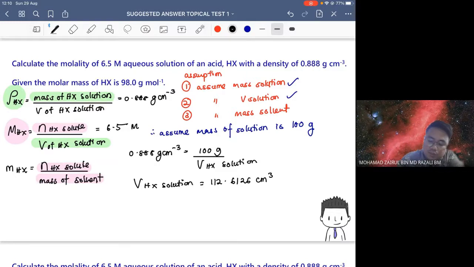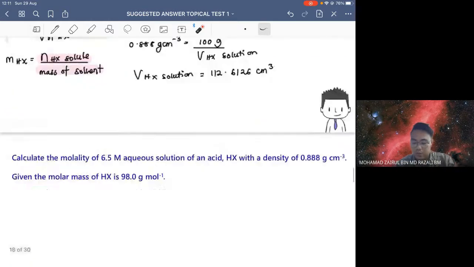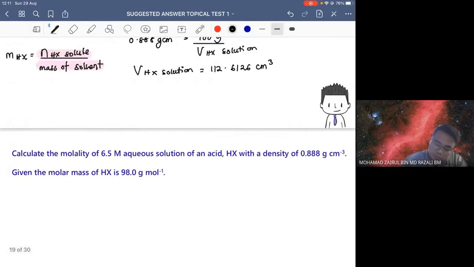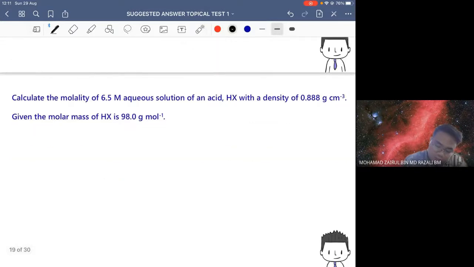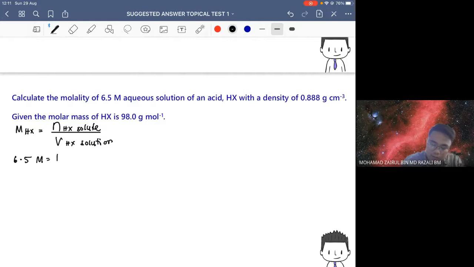Okay, dah cari volume solution, kita boleh masukkan volume solution dalam formula molarity untuk dapatkan kita punya mole of HX solute. So we know that the molarity of HX equal to mole of HX solute divided by the volume of HX solution. Given that the molarity is 6.5 molar, we want to find the mole of solute.